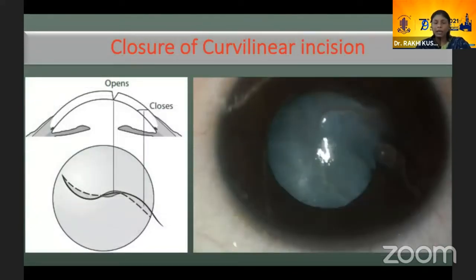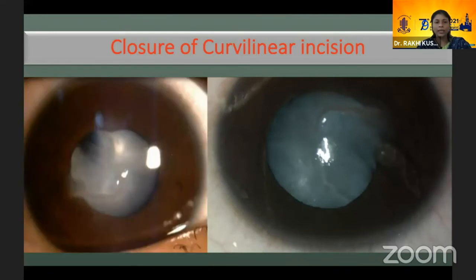Third is the curvilinear incision. What is important in a curvilinear incision is that it has two kinds of incision. In the center, it has a perpendicular orientation, and in the periphery, it has an oblique orientation. So in this case, once we put sutures in the perpendicular part, meaning the central part, the peripheral oblique part usually gets sealed by itself. So here they may need more sutures in the peripheral part, or may not.